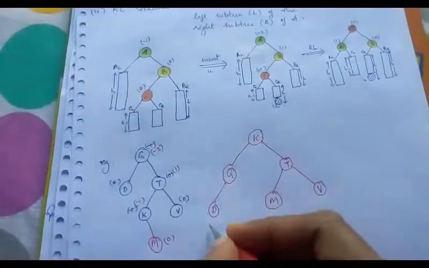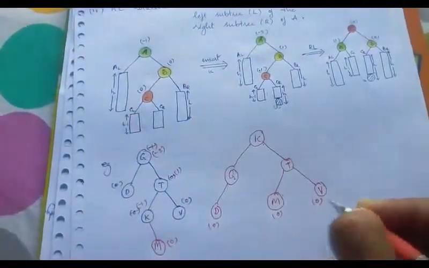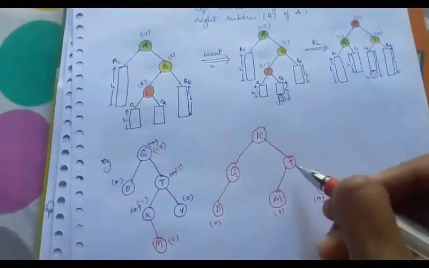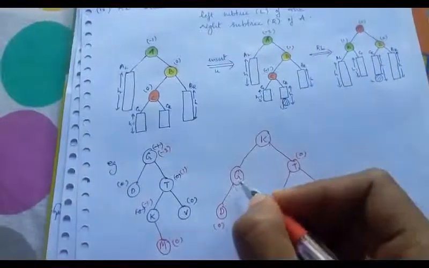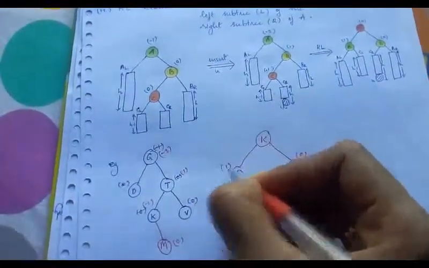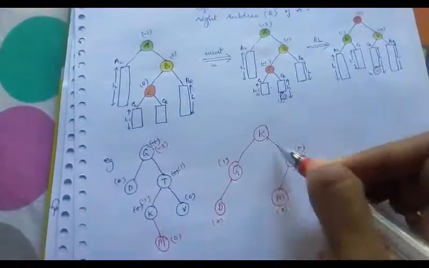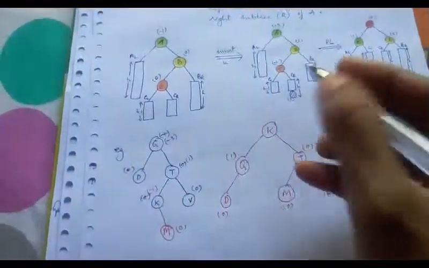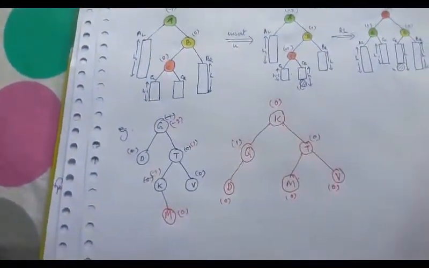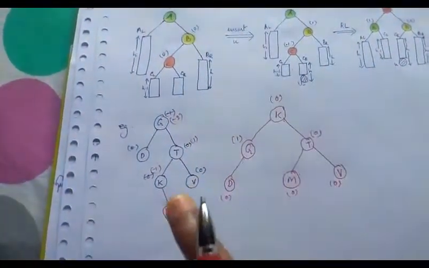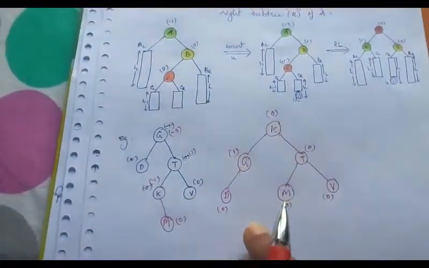Now looking at the balancing factors, we know that the leaf nodes have a balancing factor 0. Now in the case of T, 1 minus 1 is 0. Here for G, 1 minus 0 is 1. And for K, 1 plus 1, 2. That is, on the left side the height is 2 and to the right also the height is 2. That means the balancing factor will be 0. Now this is how the tree looks after balancing. After performing RL rotation, we have a balanced AVL tree here.